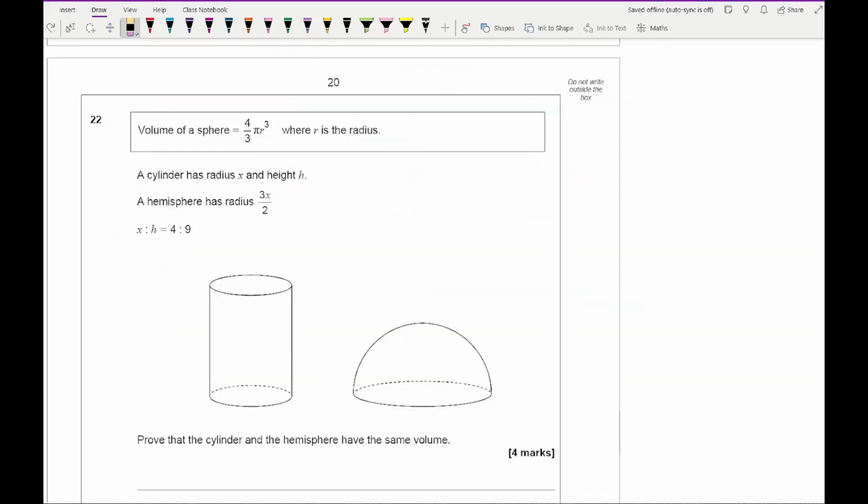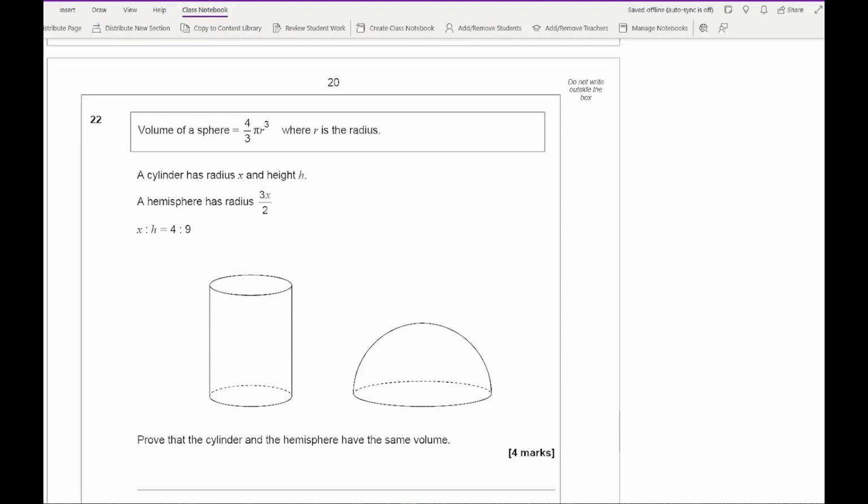So now moving on to our last question, it says the volume of a sphere is 4/3 pi r cubed, where r is the radius. A cylinder has a radius of x and a height of h. The hemisphere has a radius of 3x over 2, and the ratio of x to h is in the ratio of 4 to 9. And it says prove that the cylinder and the hemisphere have the same volume.